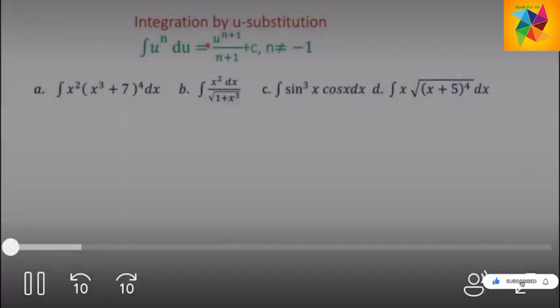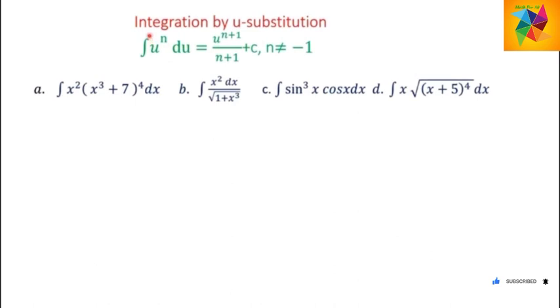Okay, integrating by u substitution, we have an indefinite integral of u to the n du. Remember that the reason it's called an indefinite integral is because the limit of the integral is missing. We do not have a lower or upper limit. So that's equal to u to the n plus 1 divided by n plus 1 plus a constant.